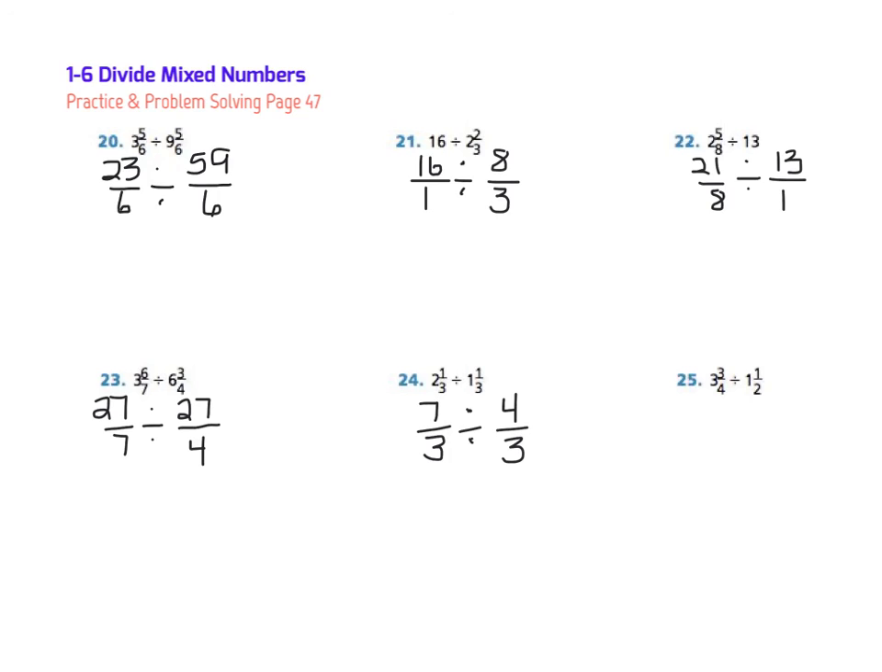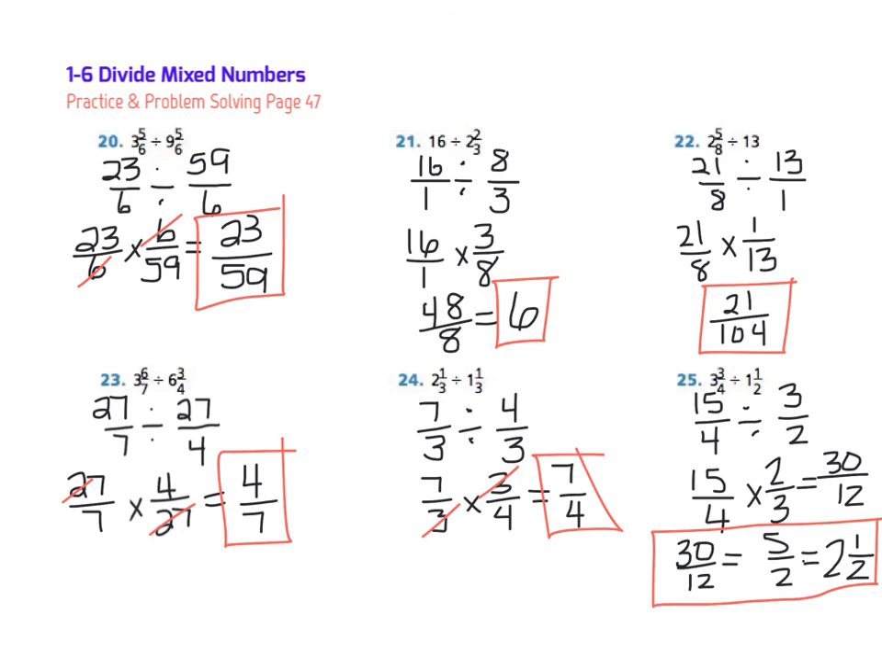Finally on 25, 3 3/4. Keep your 4. 3 sets of 4 is 12, plus 3 more is 15. 1 1/2, we keep our 2 for the bottom. 1 set of 2 is 2, plus 1 more makes 3. All right, now go ahead and solve each problem while you pause the video, and then come back to check your work. Take a few moments and check each and every problem to see how you did.